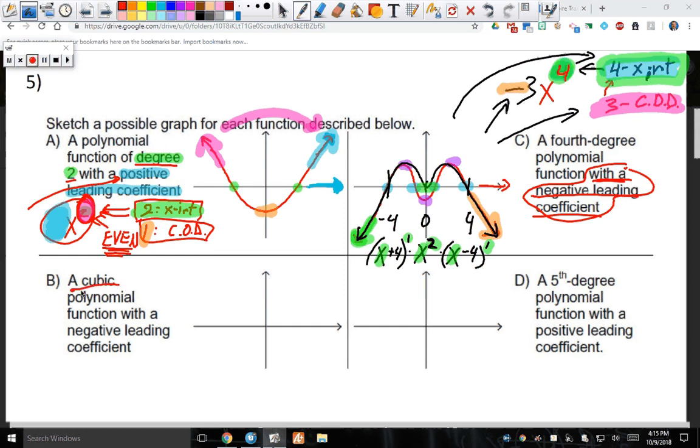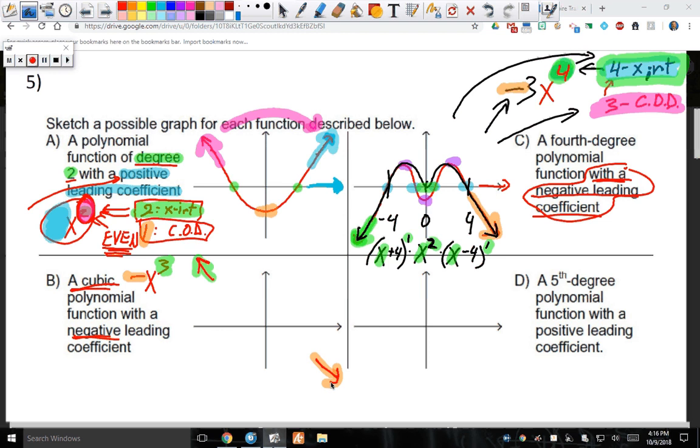Now we have a cubic polynomial, so I'm thinking x cubed of some kind, with the negative leading coefficient, so we could put a negative there. So I concentrate again first on this negative coefficient. That means I'm going to dive down as I go to the right on the x-axis. And the second thing that I look at is the fact that this is an odd number. Because it's an odd number, it will not have an evenness to it. It will have this diagonal relation showing that it's going to be odd of some sort.